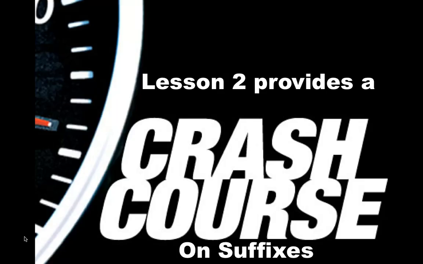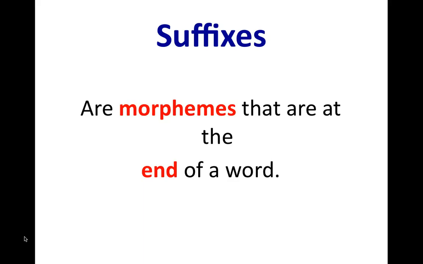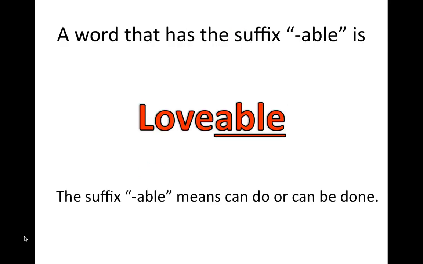Now let's shift our focus to Lesson 2, which provides a crash course on the second type of morphemes, suffixes. Suffixes are morphemes that are at the end of a word. A word that has the suffix able, pronounced able, is lovable. The suffix able means can do or can be done. Therefore, lovable means can be loved.